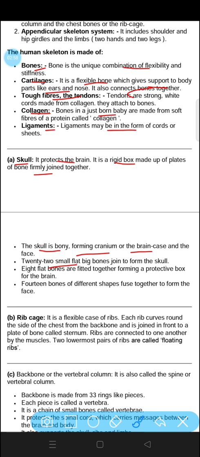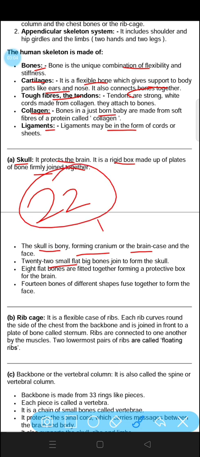22 small, flat, bony pieces are joined to form the skull. There are a total number of 22 bones in the skull. 8 flat bones are fitted together, forming a protective box for the brain. 14 bones of different shapes fuse together to form the face. So there are a total of 8 plus 14, that is 22.